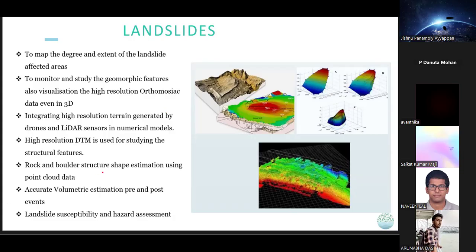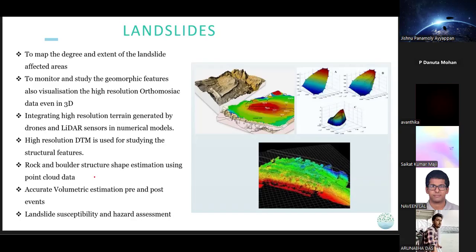Then comes the rock and boulder structure shape estimation using point cloud data. See, when the rock fall happens, okay, there'll be different types of lithologies in an area. Some might be phyllites, some might be quartz. So you can go to an area and model the shape of the rock, because when the shape of the boulders changes, the way it rolls down the slope will also change. So it has been so advanced that you can use LiDAR data to monitor or detect the shape of the rock, and you can incorporate it into various numerical models.